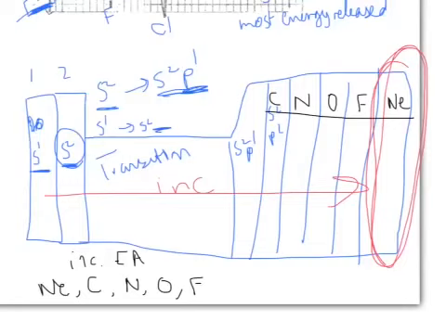So yes, the trend increases as you go across, but it stops right here at the halogens because the noble gases have no electron affinity. So they actually have the lowest electron affinity of all of them. So neon has the lowest, then followed by carbon, nitrogen, oxygen, then fluorine.